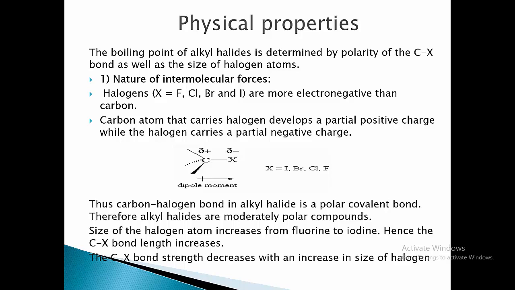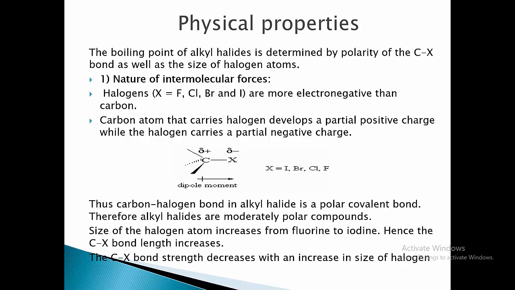First physical property we are going to see is nature of intermolecular forces. We have seen that these halogen atoms, that is fluorine, chlorine, bromine and iodine, are more electronegative than carbon atom. That is, the carbon atom that carries halogen atom develops partial positive charge while the halogen atom carries a partial negative charge. That is, this C-X bond is polar. Thus, carbon halogen bond in alkyl halide is a polar covalent bond. Therefore, alkyl halides are moderately polar compounds.